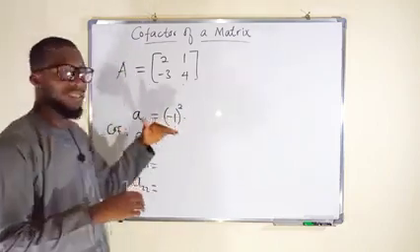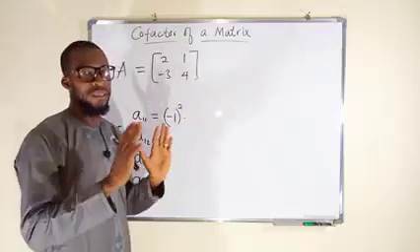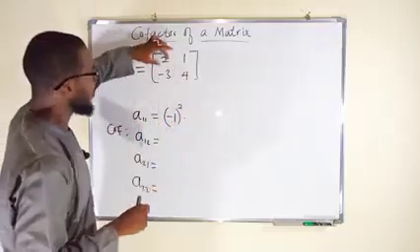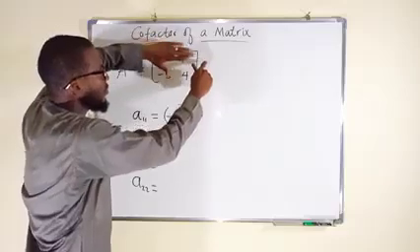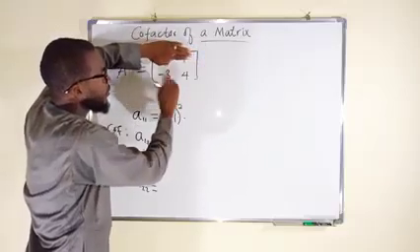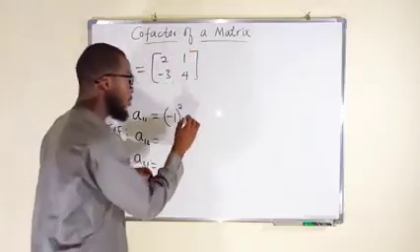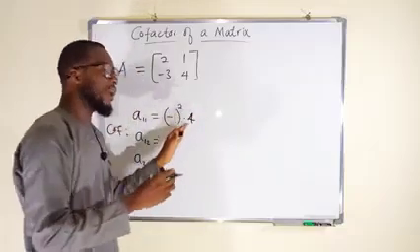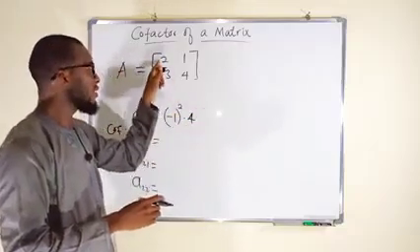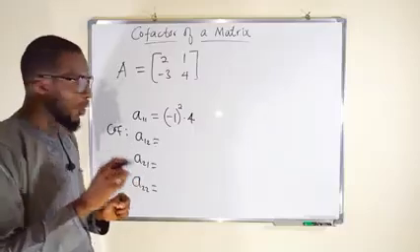We are going to delete the row and the column of that element. You can see this is the element we have. You delete this row, you delete this column, we are left with only 4. Then we multiply by 4. If we simplify, we are going to obtain the cofactor of that element, which is A11.